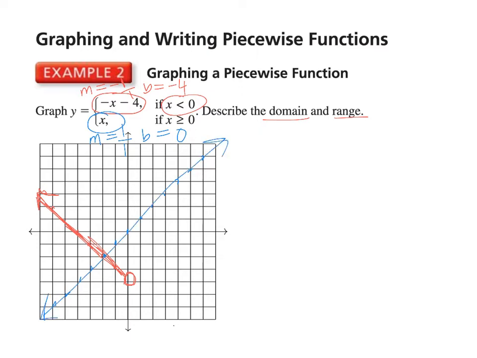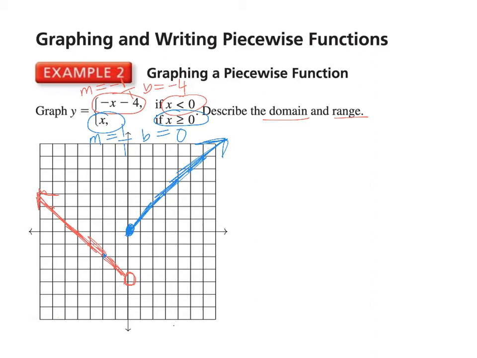Then it says the restriction is greater than or equal to 0 for the x values. So here's 0, and it says greater than, so I'm going to the right. All right, now erase that there. And now I have my piecewise function.